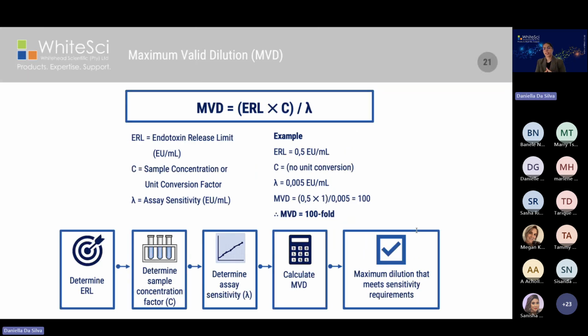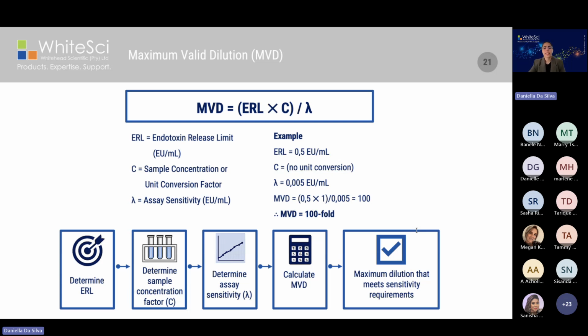One of the most important calculations encountered during endotoxin method development is your maximum valid dilution, or your MVD. MVD defines the greatest dilution that can be applied to a sample while still allowing the assay to detect endotoxin at the required release limit. This concept becomes particularly important when dealing with challenging sample matrices. Dilution is often one of the simplest and most effective approaches for reducing matrix interference.